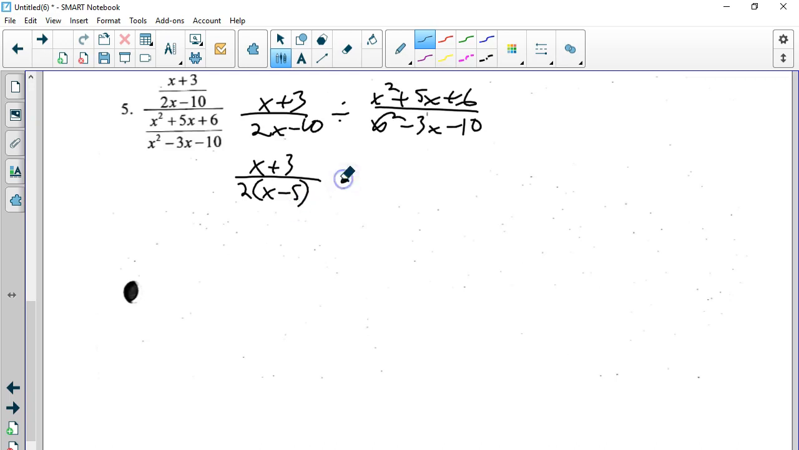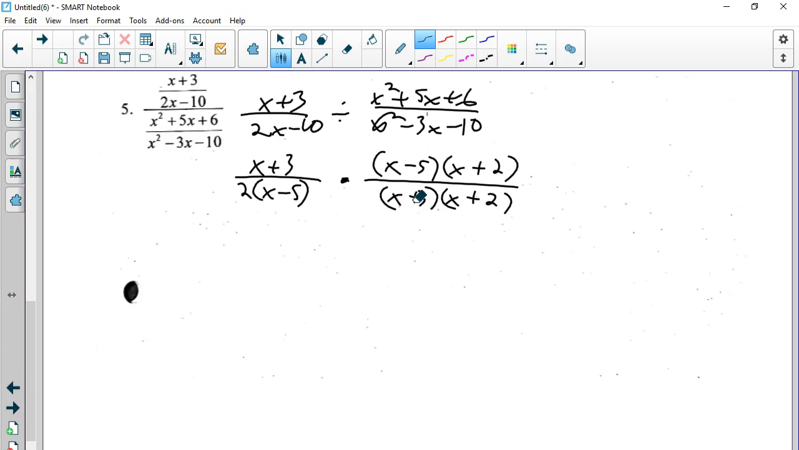I'm going to change this to times. The x squared minus 3x minus 10, I'm going to factor right away. I need 2 numbers to multiply to give me 10 that differ by 3. Well, that's 5 and 2. I want more negatives than positives. x squared plus 5x plus 6 is going to factor to x plus 2, parentheses. I need 2 numbers that multiply to give me 6 that add up to 5. Well, that's 3 and 2, both positive.